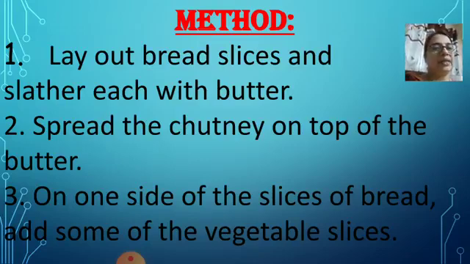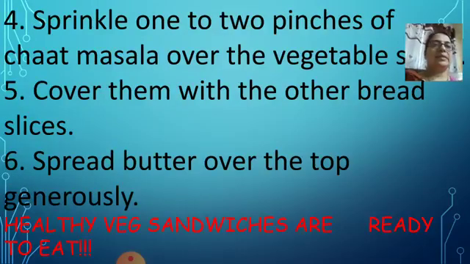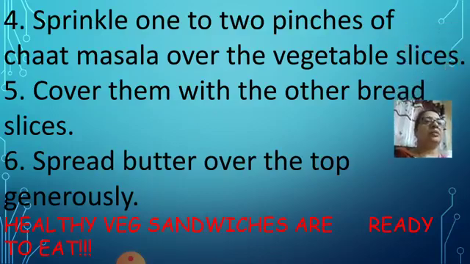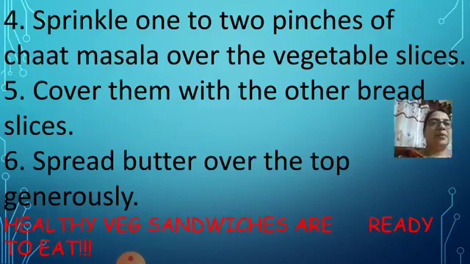Third step, on one side of the slices of bread, add some of the vegetable slices, whichever we have kept ready: tomato, potato, cucumber, bell pepper. Fourth step is, sprinkle 1 to 2 pinches of chaat masala over the vegetable slices. Fifth step is, cover them with the other bread slice.